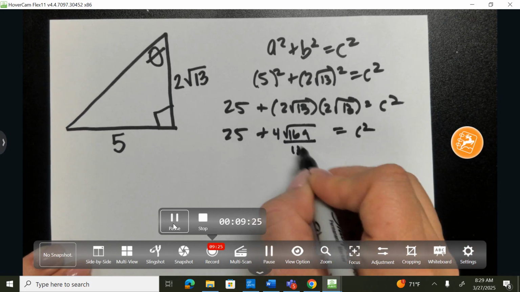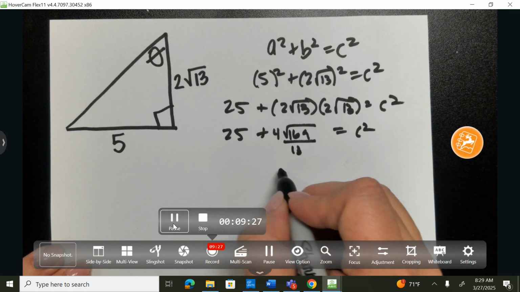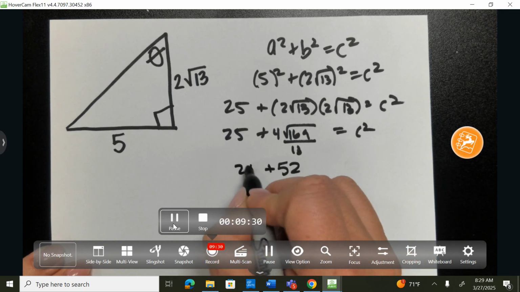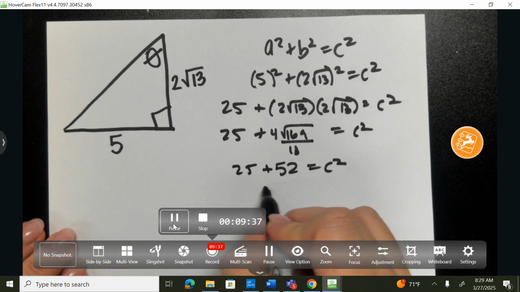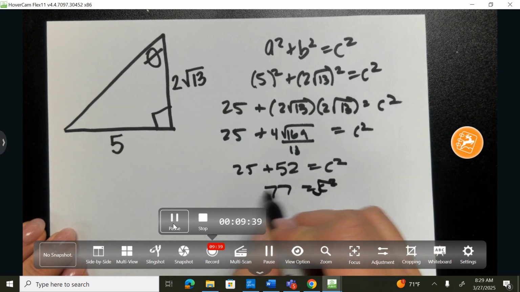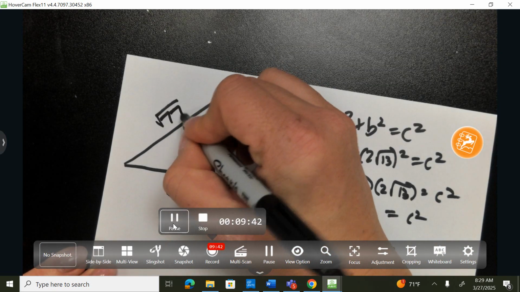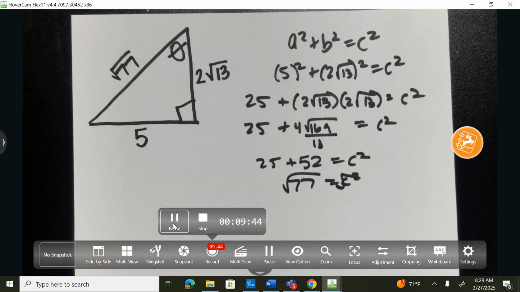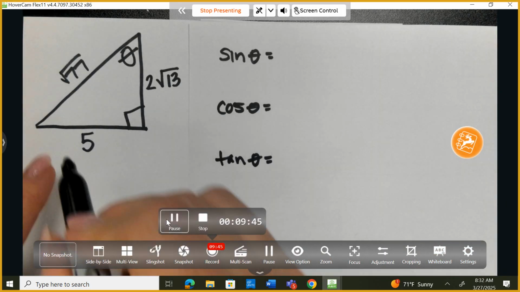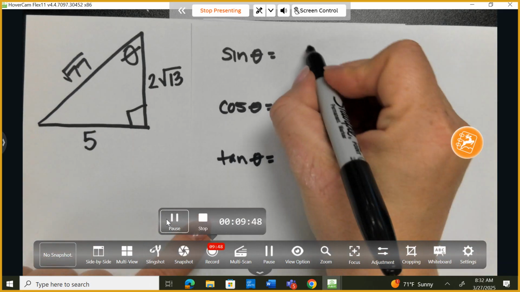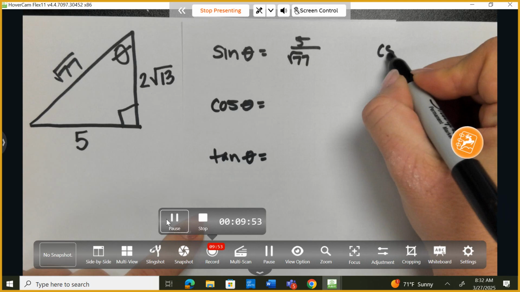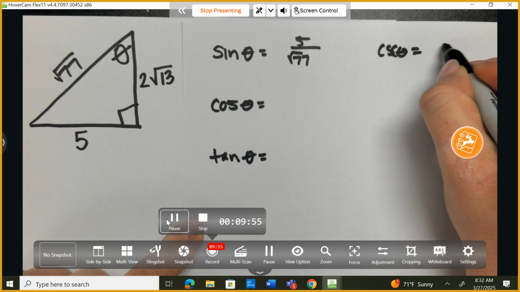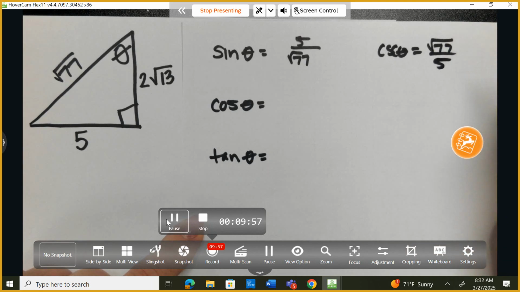This is equivalent to 13. 13 times 4 is 52, and 52 plus 25, yeah, is 77, and when you take the square root of 77, it cannot be broken down. All right, so I know sine is opposite over hypotenuse. By the way, I'm going to go ahead and do the cosecant next. Square root of 77 over 5. I'll put it in proper form later.